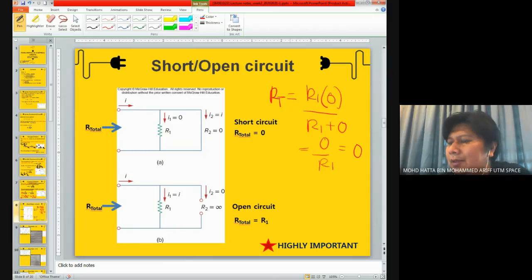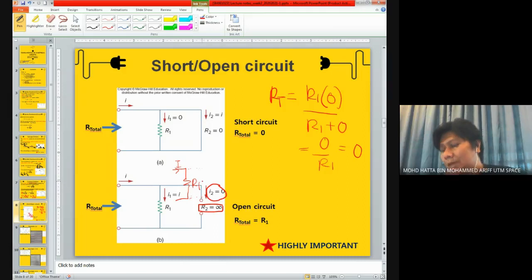On the other hand, for an open circuit, the current over here is equal to 0. No current flows through here, because of this open circuit. The resistance value for an open circuit is equal to infinity. The total resistance of this circuit is equal to R1. In other words, if you simplify this circuit, it's going to be like this only. This is our I. This is R1. And why? Because the other branch is open.